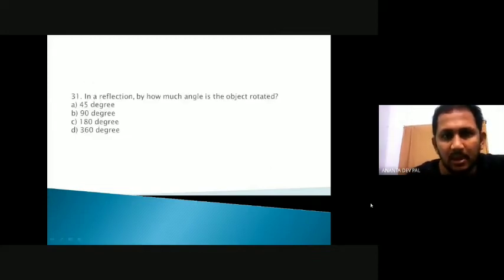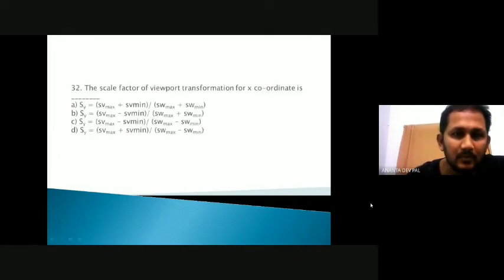In a reflection, how much angle is the object rotated? The answer is 180 degrees. The scale factor of viewport transformation of the x coordinate is (xv max minus xv min) divided by (xw max minus xw min). C is the right answer.